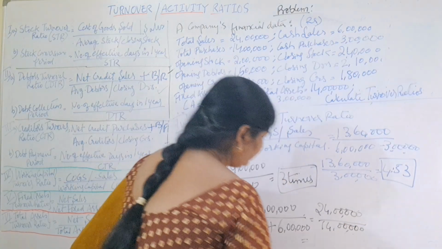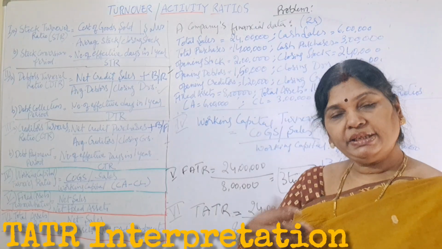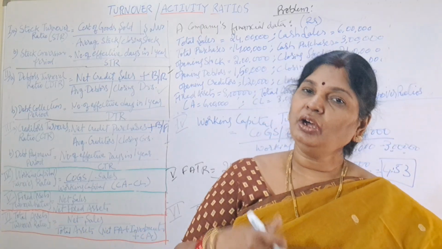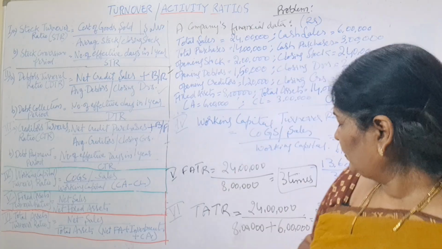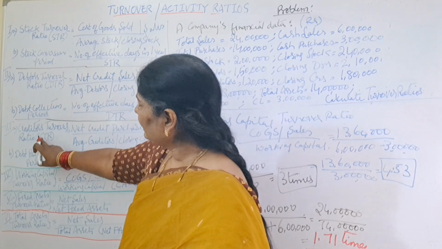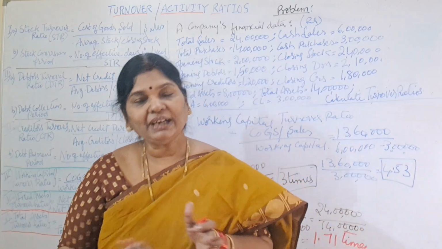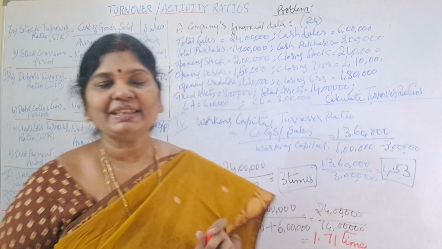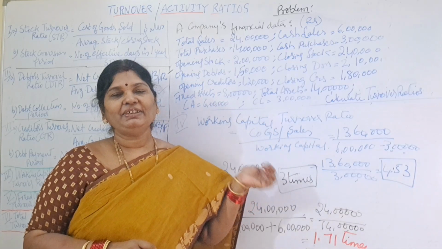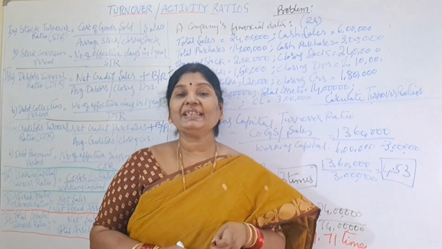So what is the ratio? We got 1.71 times. It shows moderate utilization of our fixed assets and current assets, meaning neither underutilization of assets nor excessive idle assets. So this is about the stock turnover ratio, debtors turnover ratio, creditors turnover ratio, working capital turnover ratio, fixed assets turnover ratio and total assets turnover ratio. Today we have covered all these 6 turnover ratios and done one problem using all of them. With this we have covered the third part of our ratio analysis, that is turnover ratios.